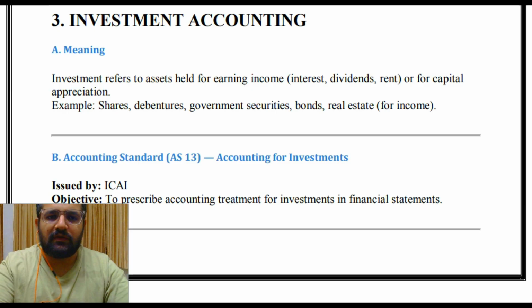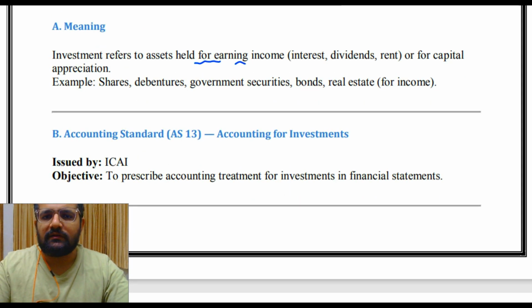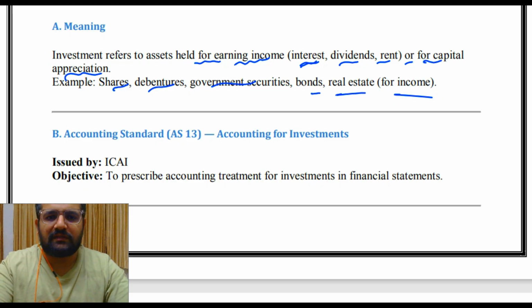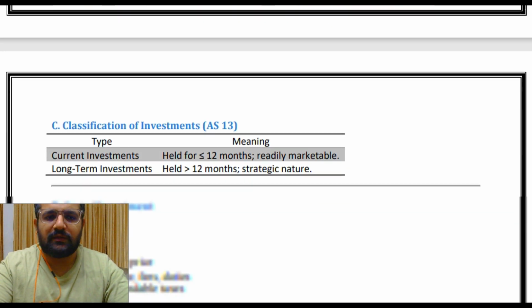Then investment accounting, meaning investment refers to assets held for earning income, that is interest, dividends, rent, or for capital appreciation. Investment refers to assets held for earning income, that you are having some asset and you are having it to earn something out of it. Then example, shares, debentures, government securities, bond, real estate for income. Then accounting standard 13, accounting for investment, issued by ICAI, objective to prescribe accounting treatment for investment in financial statements.